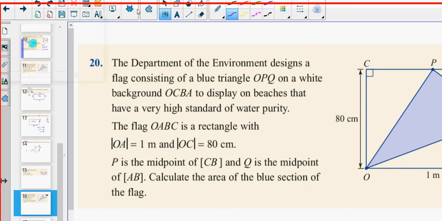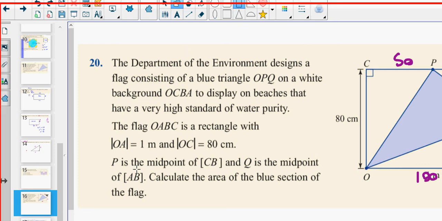So, you're told that it's a rectangle, no bother. You've been told that they're using the midpoints every time. So that would make that 50. It'd make that 50. It'd make that 40. It'd make that 40, and it'd make that 100. Now, I can't get the blue triangle directly, but if I get the 3 white triangles and take them away from the area of the rectangle, that will get me the area of the blue one.